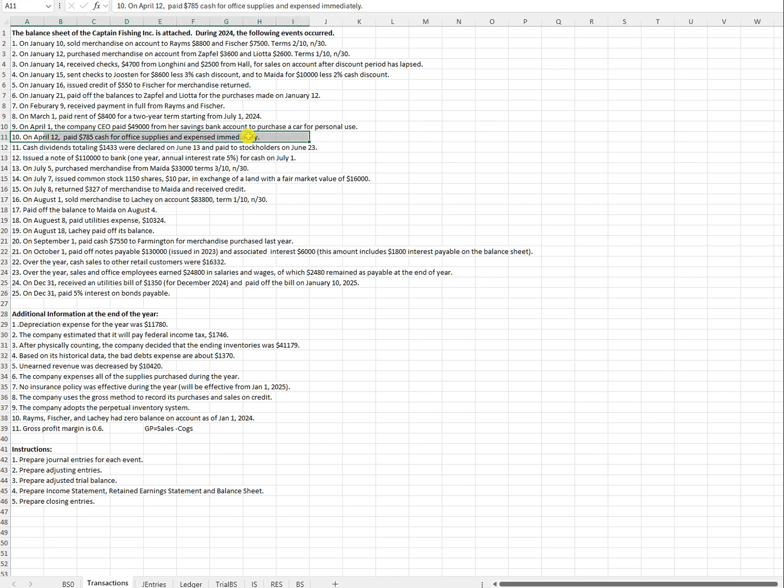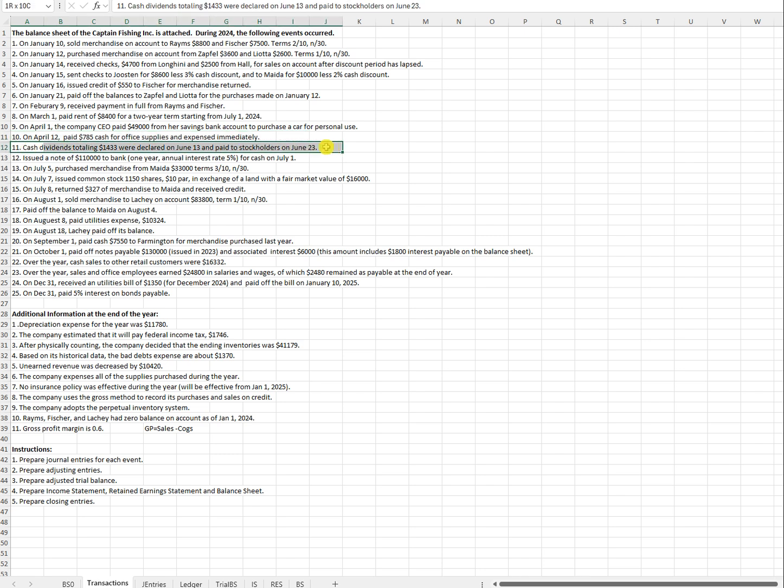Right, number 10, the company paid cash for office supplies and expensed immediately. So right, we're going to incur the supply expense, reduce cash, right? That's easy to record.